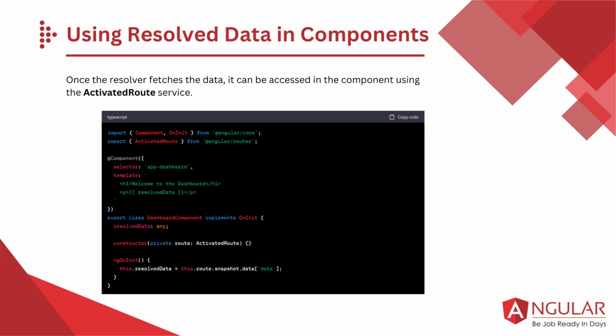4. Using resolved data in components. Once the resolver fetches the data, it can be accessed in the component using the ActivatedRoute service. In this example, the resolved data is accessed using this.route.snapshot.data in the dashboard component.